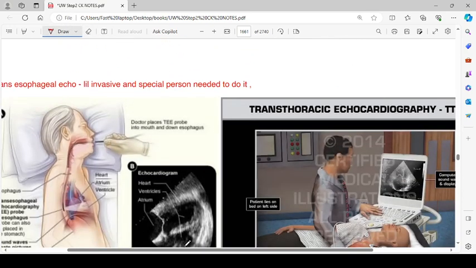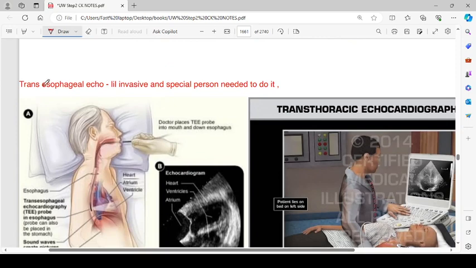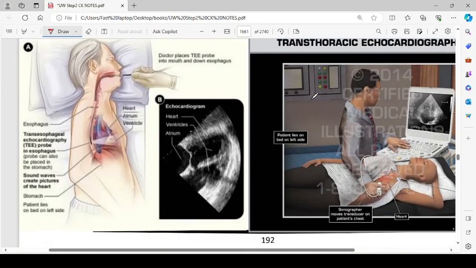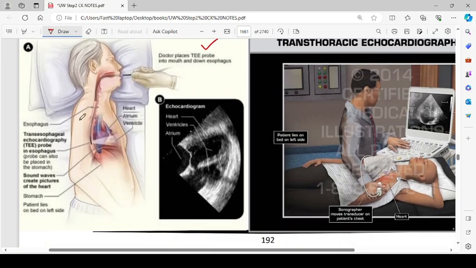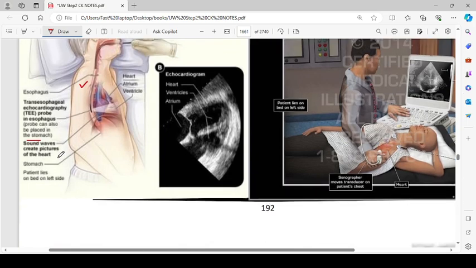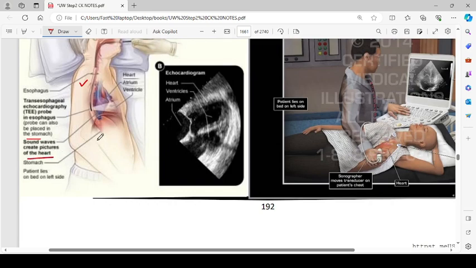So then we have this thing. What is that? Transesophageal echo. It is a little invasive and a special person is needed to do it. In this technique, you can see the doctor places the transesophageal echocardiogram probe into the mouth and down the esophagus. This is the esophagus over here. The TEE probe in the esophagus can also be placed in the stomach. Sound waves create a picture of the heart, and here we have the stomach, and the patient lies on the bed on the left side. Heart, atrium and ventricle.